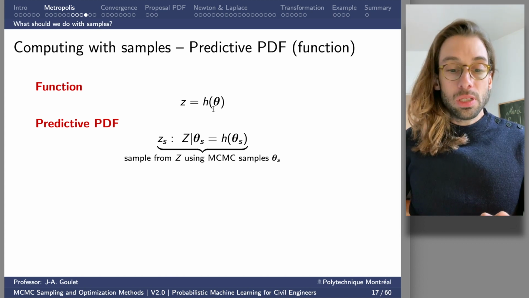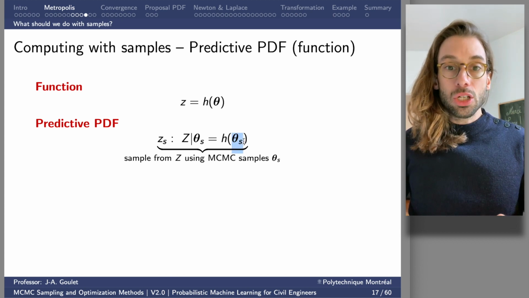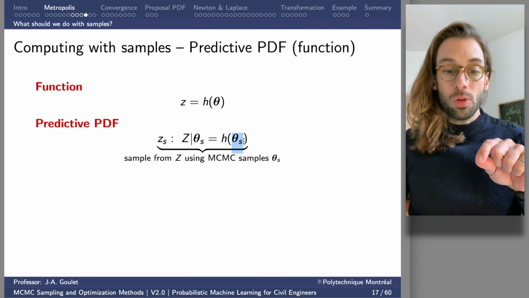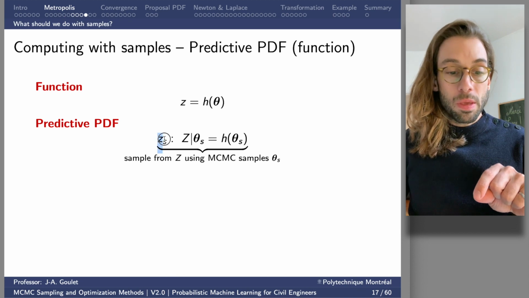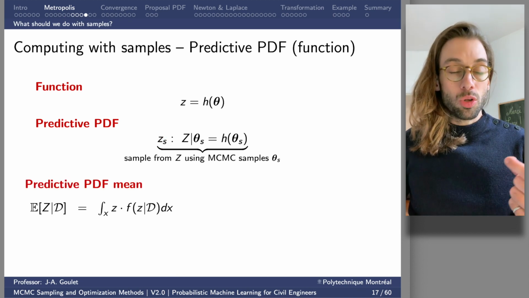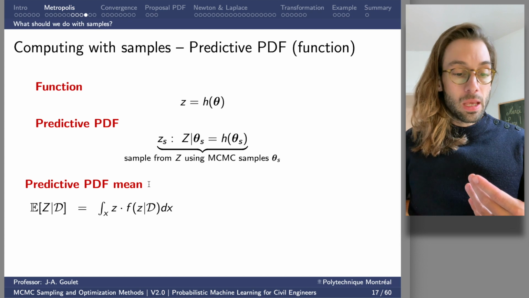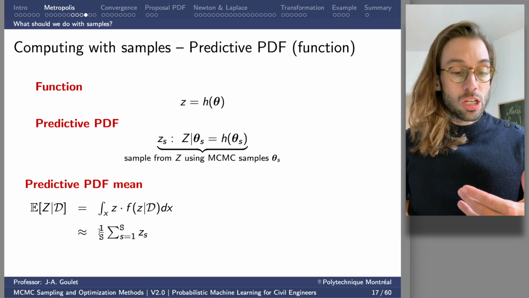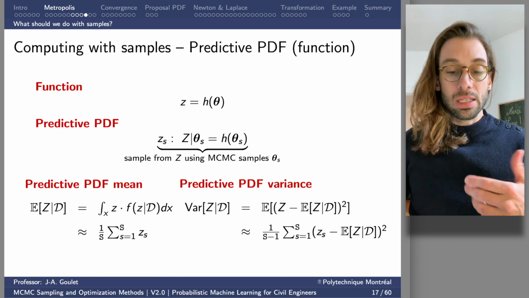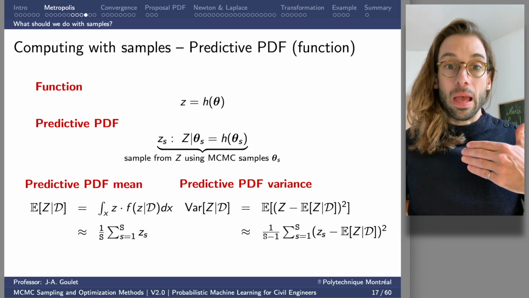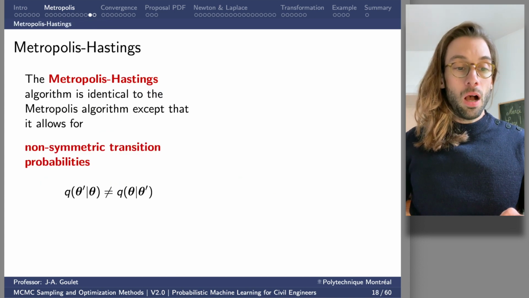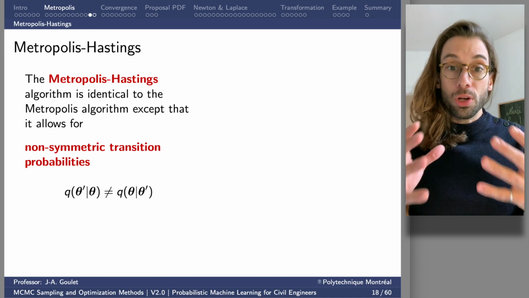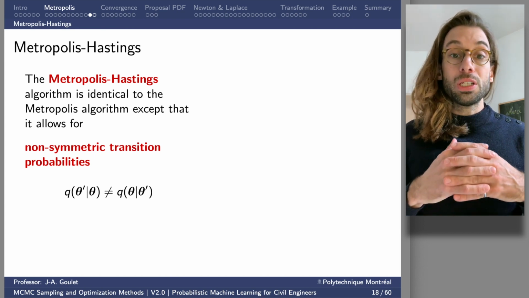In that case, we do the same thing. For each realization of my MCMC samples, I'm going to evaluate my function for those samples, and these are going to be my zs. Then, if I want the expected value for z, the posterior predictive mean is going to be the empirical average over all my samples zs. For the variance, same thing: I calculate the empirical variance of those zs. That was the core principle of the Metropolis algorithm.